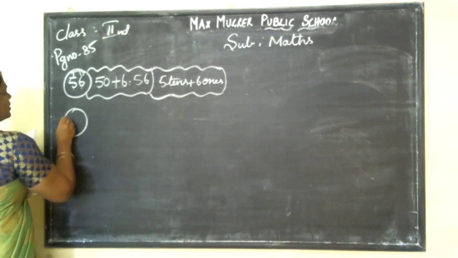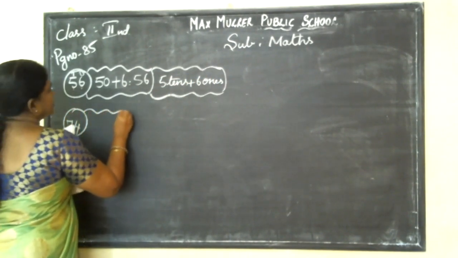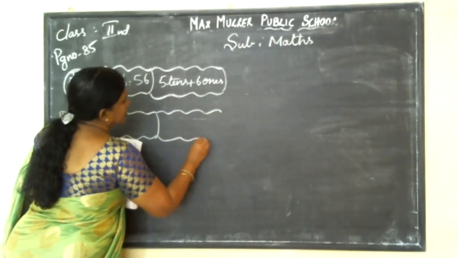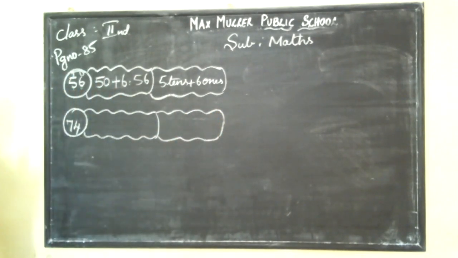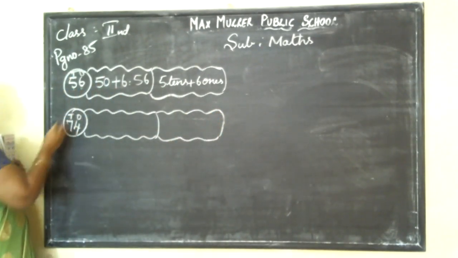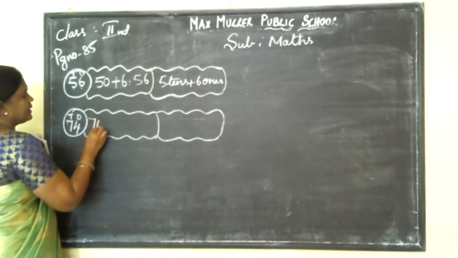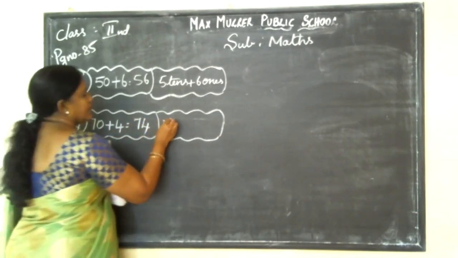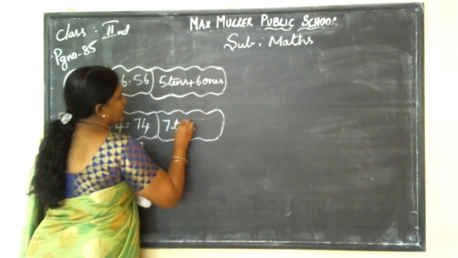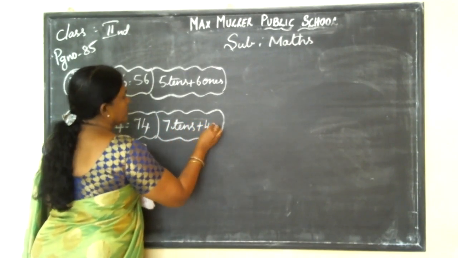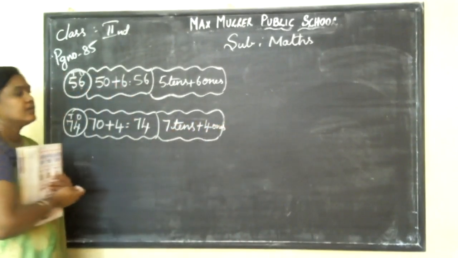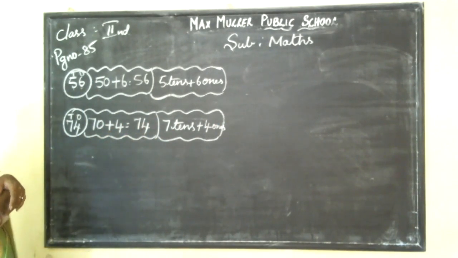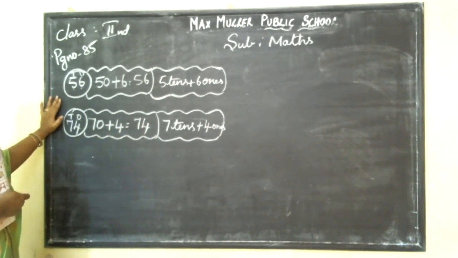74. Now you write, children. Now we will write ones, tens. 70 plus 4 is equal to 74. 7 tens plus 4 ones. Sharpen your pencil, without spelling mistakes. You want to write tens, ones, numbers. Write neatly.